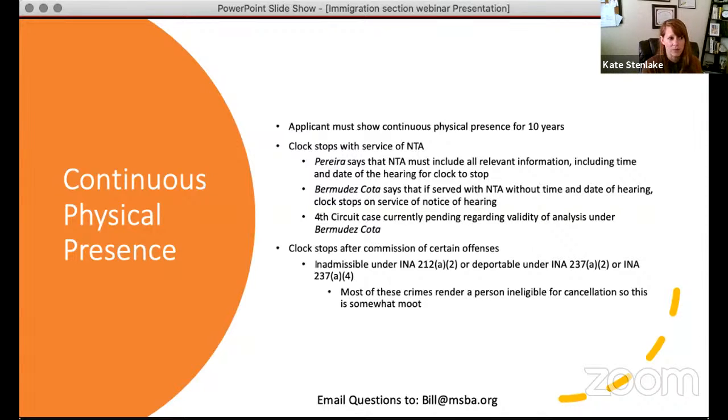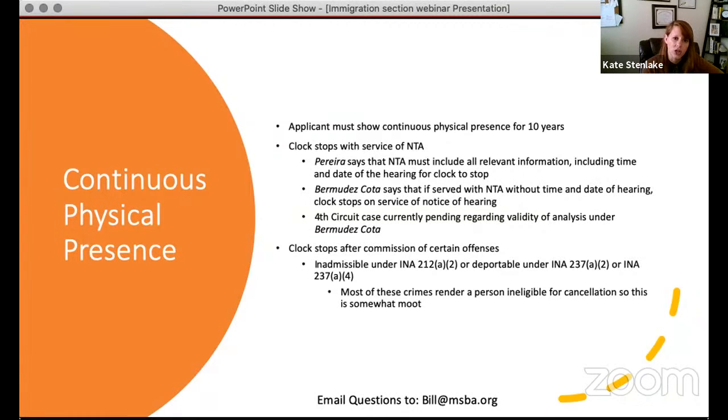So this was kind of crazy for many cases, since most clients are in removal proceedings for many years, and they're continuing to accrue physical presence while in proceedings. Unfortunately, not long after, the BIA in Matter of Bermudez-Cota said that the clock will stop after the client receives notice of the hearing, as in the notice that the immigration court sends to your client. So unfortunately, for most cases, the clock would stop shortly after service of a notice to appear.